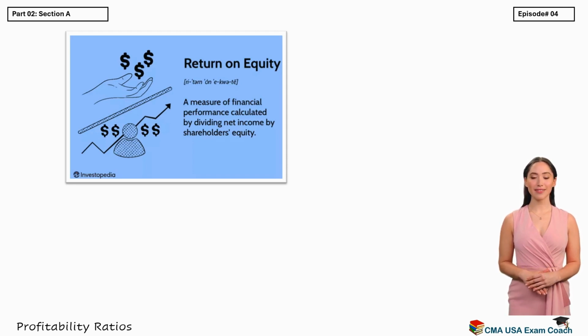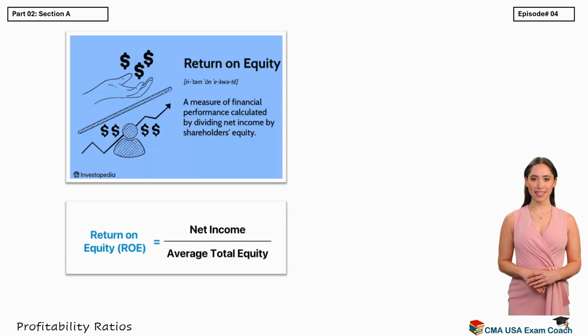A high ROE means the company is efficiently using its equity to generate profits, which is usually a positive sign and indicates strong financial performance and good management. A low ROE, on the other hand, may signal that the company is not utilizing its equity effectively, or that profits are being diluted by high debt or poor operations. The formula to calculate ROE is net income divided by average total equity, multiplied by 100.